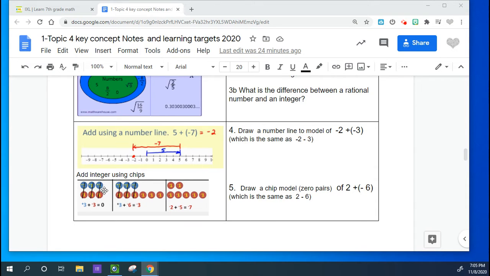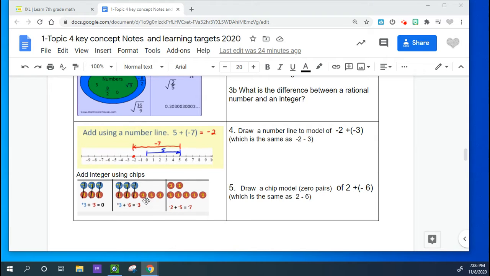A chip is another way of modeling it. Here's +3, this is +3, and this is -3, and it shows that it gives you 0. This is +3 and -6, and you can see that these canceled out, made an equivalence of 0. And so we end up with 3 more negatives. We had more of the negatives than we had of the positives, so our answer is a negative.